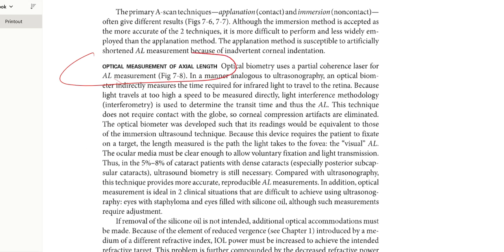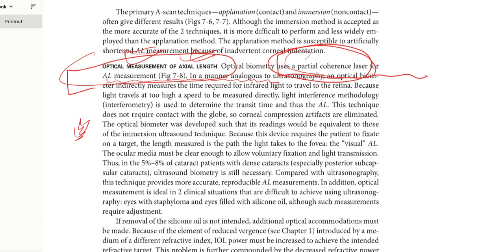Optical measurement, ultrasound measurement was previous, and this is the optical measurement of the axial length. Remember this. It uses the partial coherence laser. Remember that partial coherence, not coherence, partial coherence.